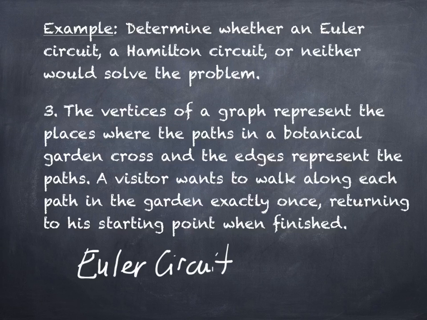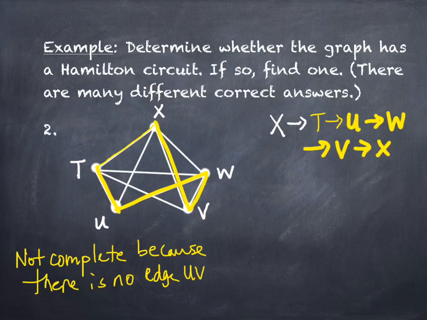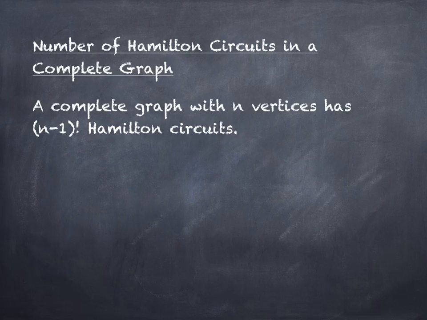All right, so I told you on the last example that there are lots of other choices that could work. So you might be led to wonder, well, exactly how many choices are there? And we can at least answer that when it's a complete graph. When we have a complete graph with n vertices, however many vertices we have, then there are (n minus 1)! Hamilton circuits.